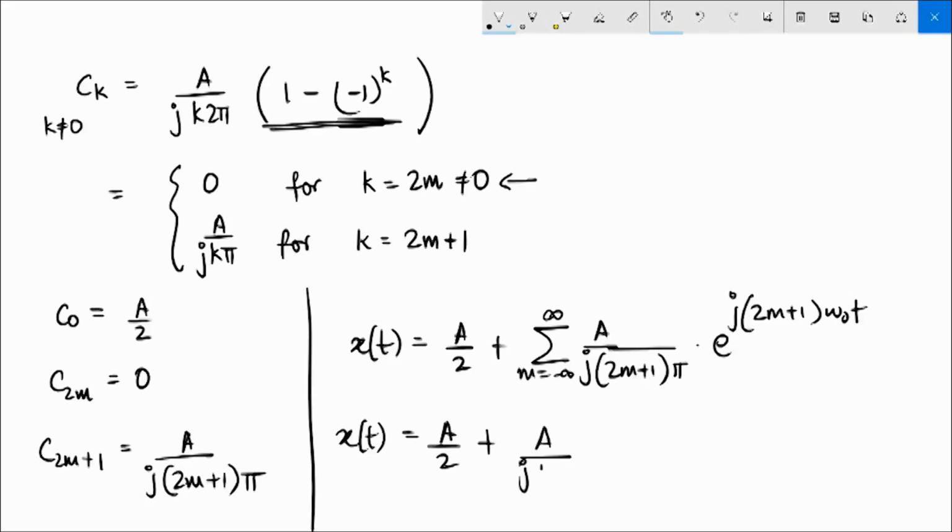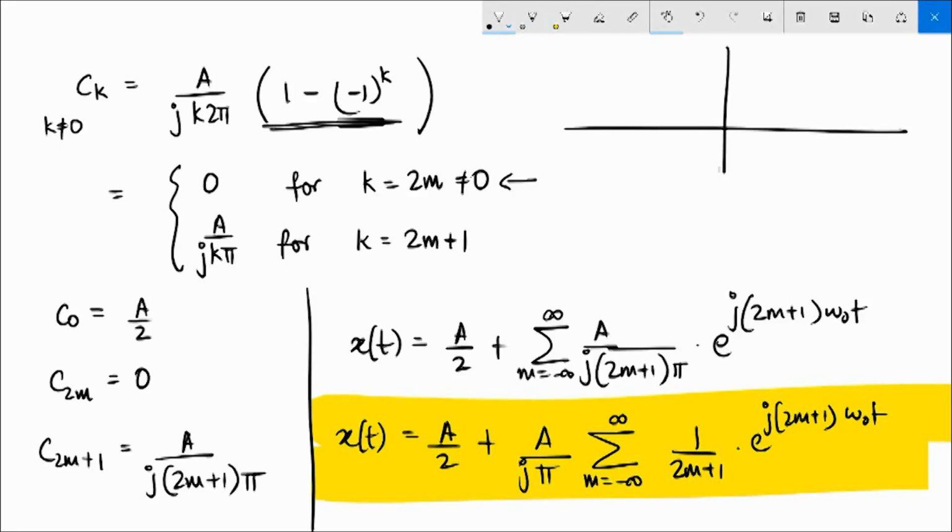So a upon j pi, summation of m from minus infinity to plus infinity, 1 upon 2m plus 1 e to the power j 2m plus 1 omega naught t. This is the complex exponential Fourier series representation of this wave.